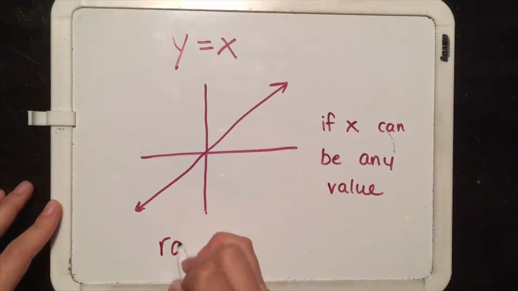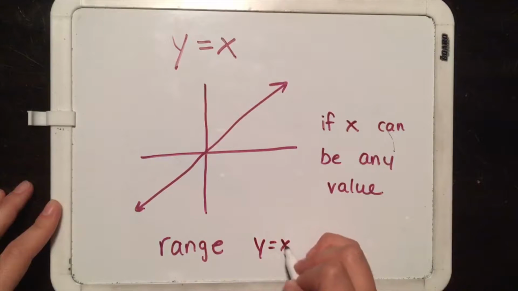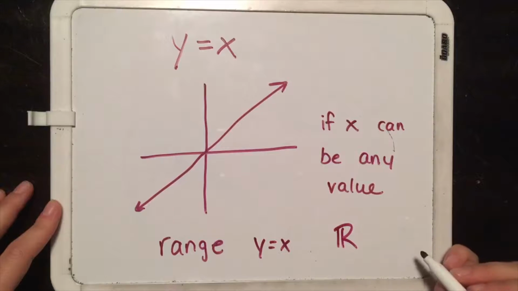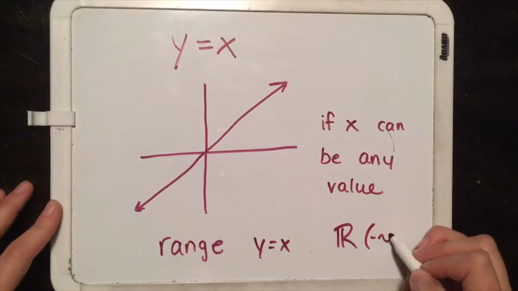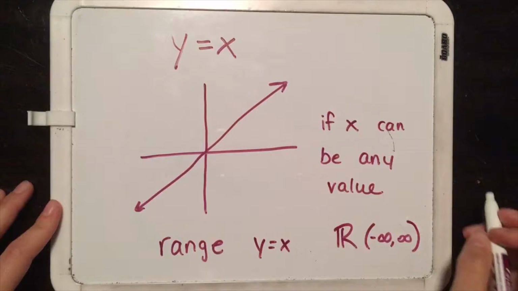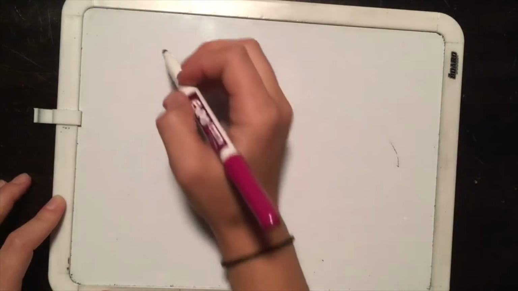So the range of this function y equals x is simply all real numbers. In interval notation, negative infinity to positive infinity in parentheses. Let's look at an example.